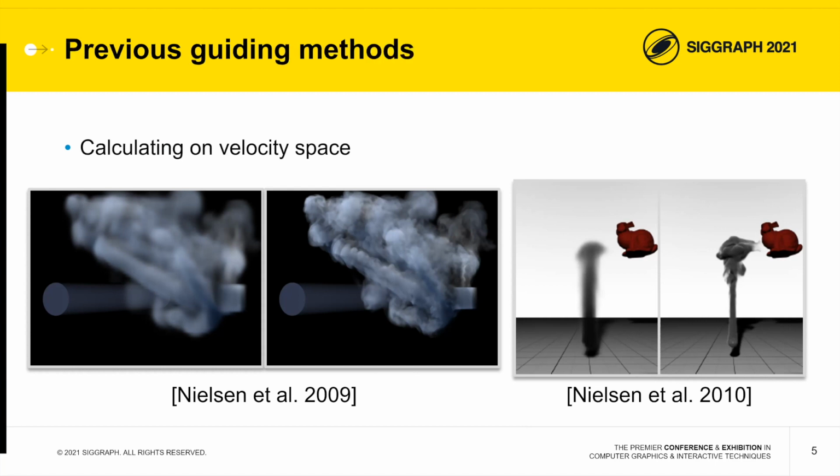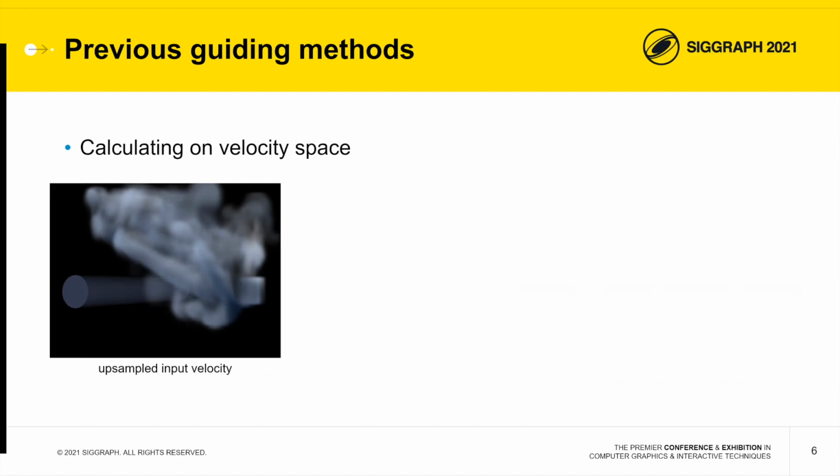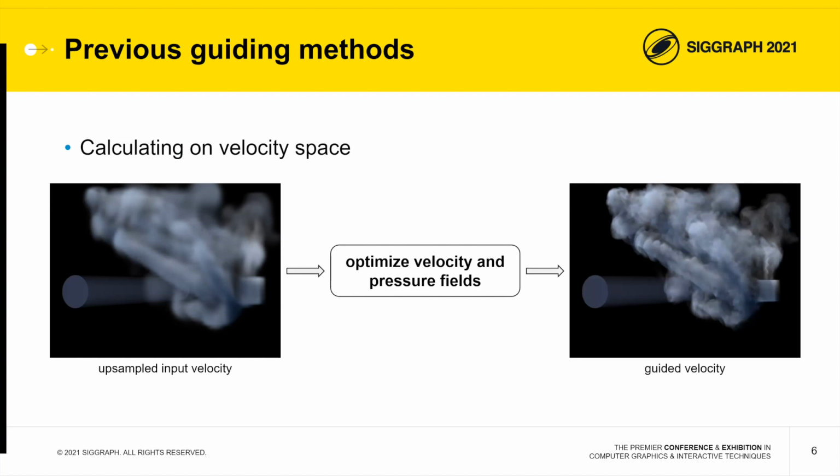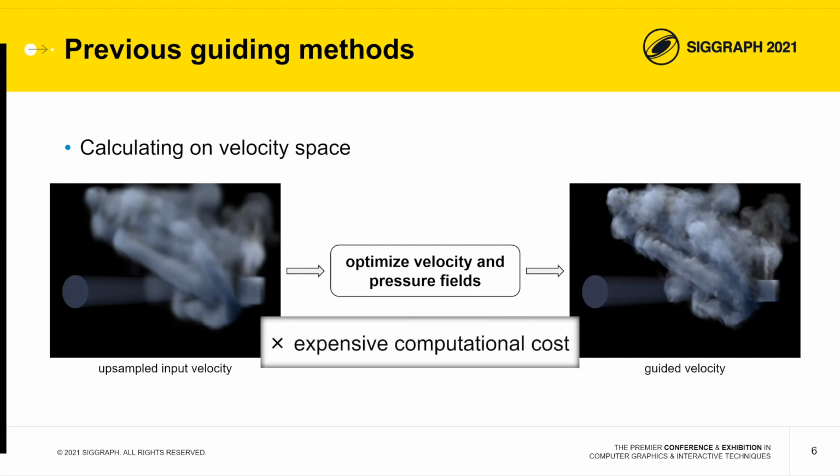This method works in velocity space. That is, when the input velocity is specified, it is upsampled, and the method solves a certain optimization problem to determine the velocity and pressure fields for the high resolution grid. Therefore, the problem size becomes very large, so the computation is very expensive.